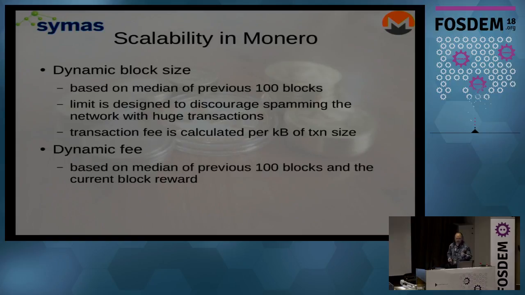Part of the way we discourage spamming is there's a transaction fee, and it's based on the byte size of the transaction. So there's a fee per kilobyte. The fee itself is also dynamic, and it's, again, computed based on the previous 100 blocks, as well as the value of the current mining reward.